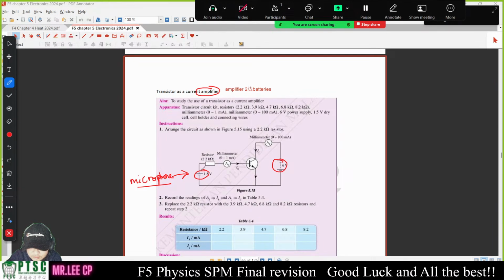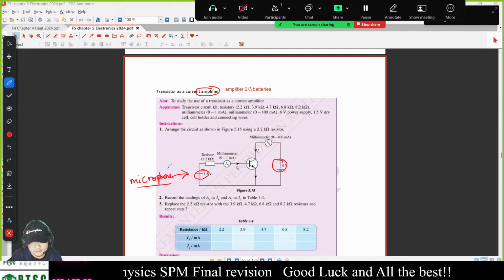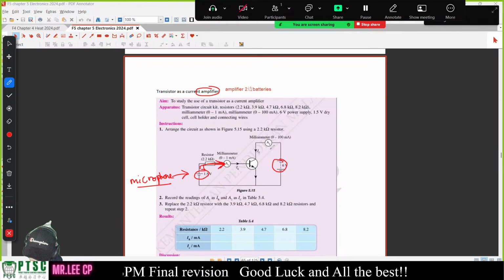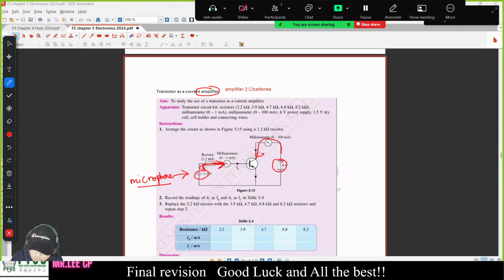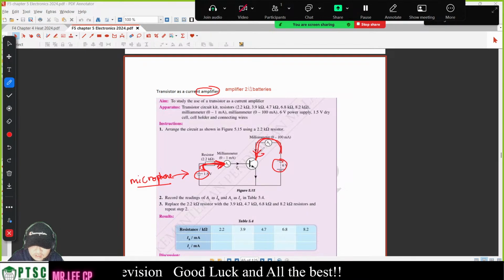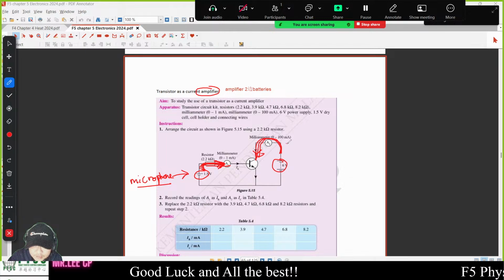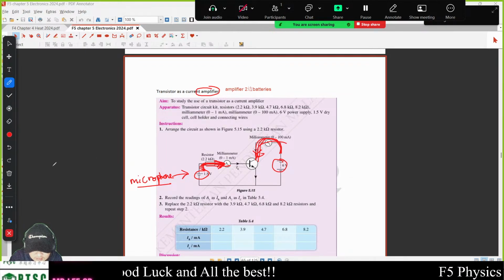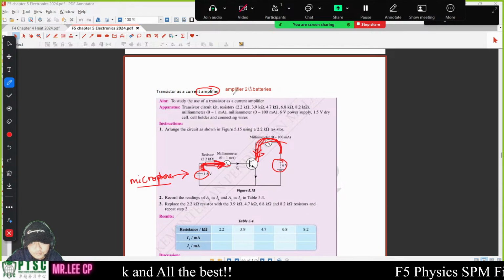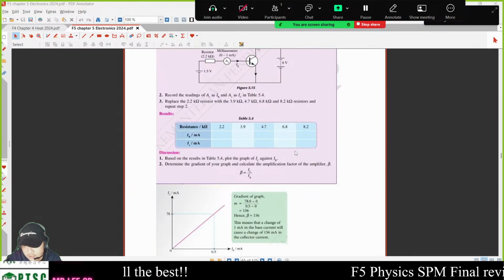So you put a microphone here, and it produces induced current to generate the current here. When IB increases, IC increases. When you talk to the microphone, it will come up with a large current. If you don't talk, then no current. IB 0, IC 0. This is how the transistor works.